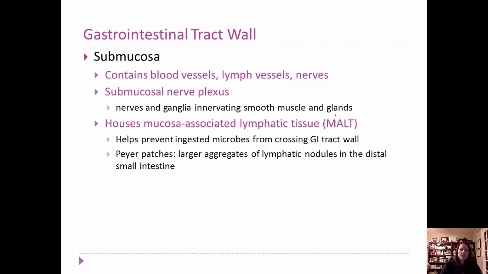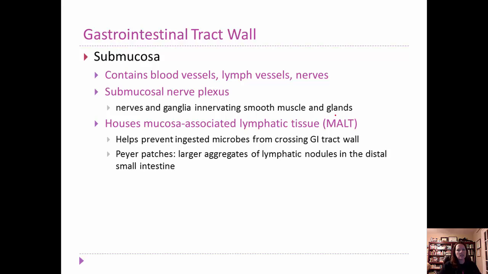So let's take a look at the submucosa now. Again, we have more blood vessels here, more lymphatic vessels, and we have some nerves as well. So we have a little bit more. It's going to be a little bit larger than that lamina propria that we have. Specifically looking at the nerves, the submucosa is going to have something called the submucosal nerve plexus. And this is going to be nerves and ganglia that innervate the smooth muscles and glands.